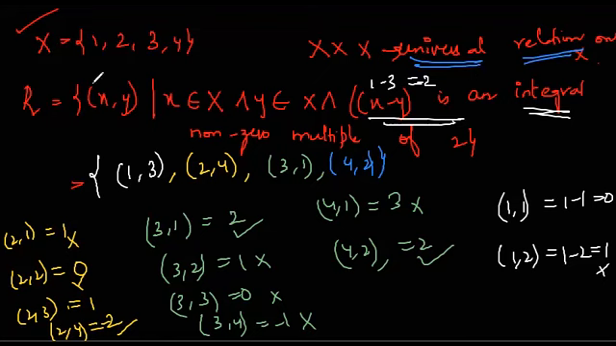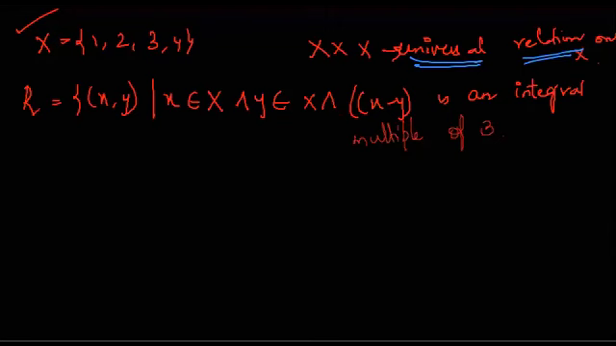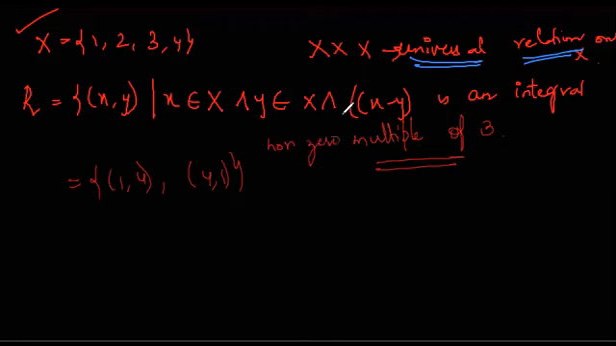Similarly, we can consider an integral non-zero multiple of 3 also. So let's see that example. For integral multiple of 3, I am directly writing the set. You can verify it for yourself. The relation will be 1 comma 4, 4 comma 1. No other ordered pair will satisfy the condition that it should be an integral non-zero multiple of 3. Okay, so this is the solution.